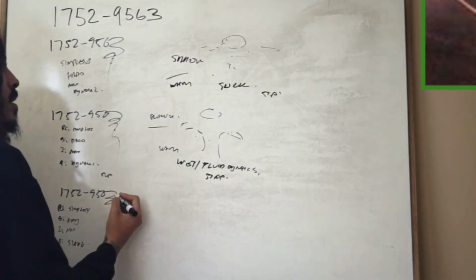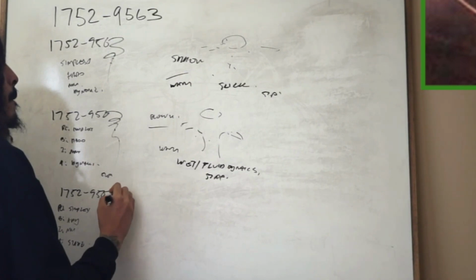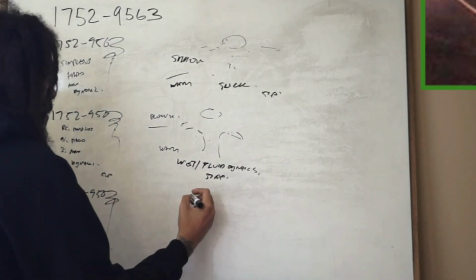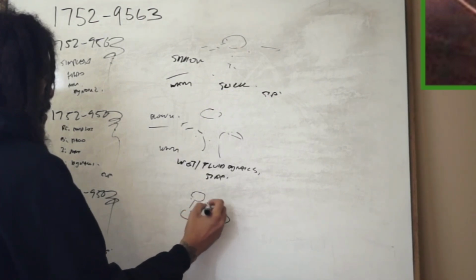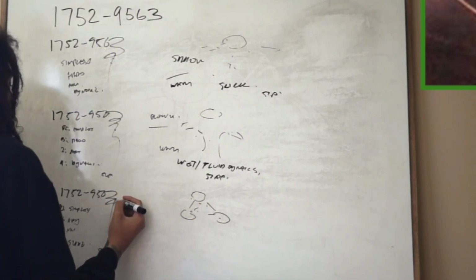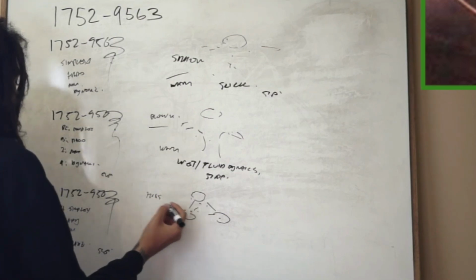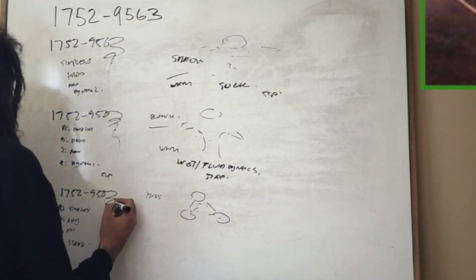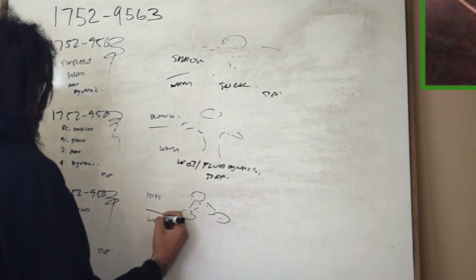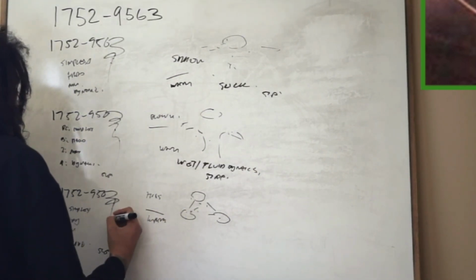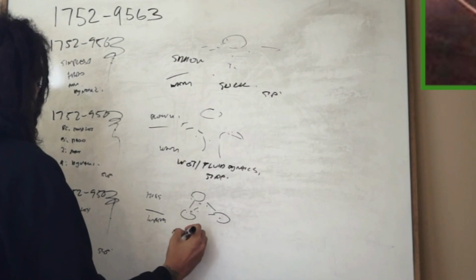1752-9563. Kind of seeing three sounds: a hiss, smells and tastes, temperatures, warm, textures would be, I get airy. Stop.